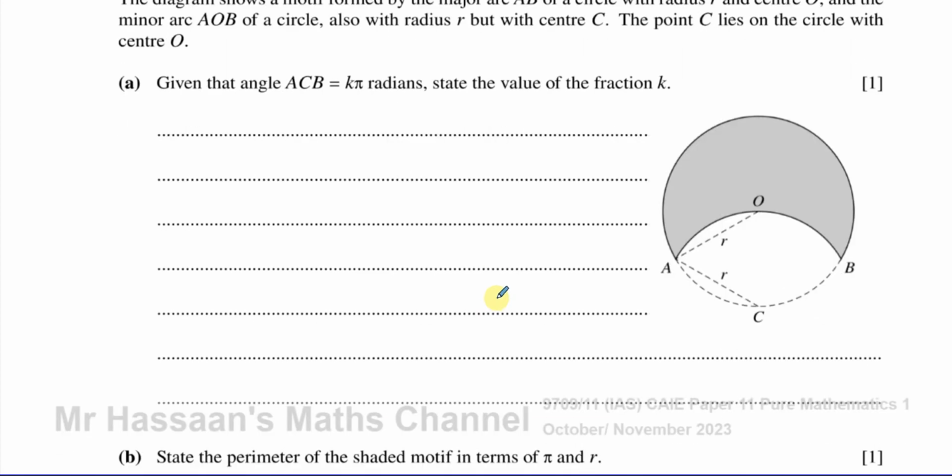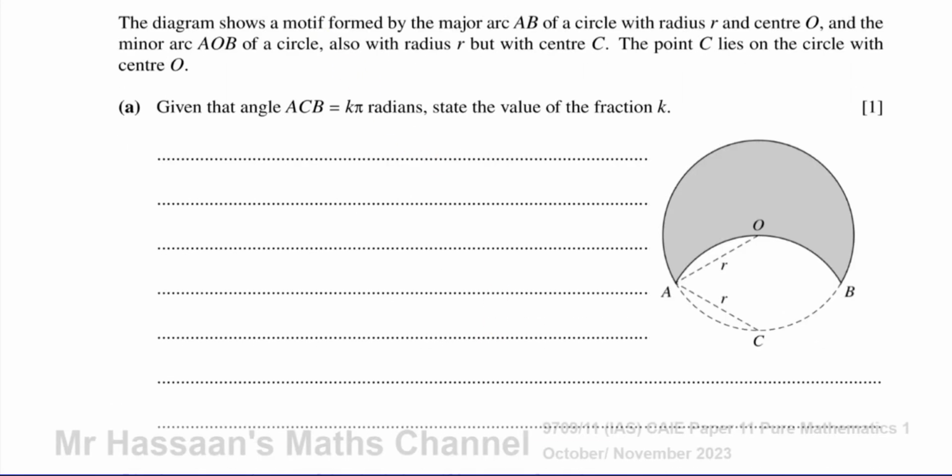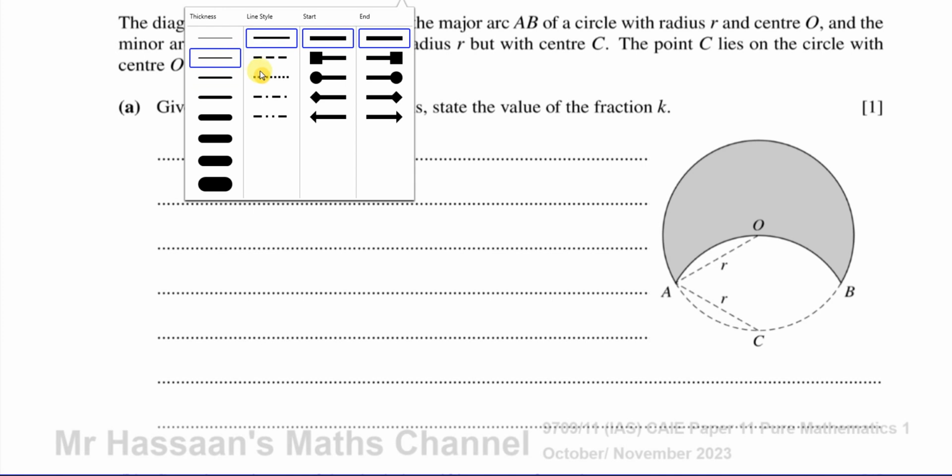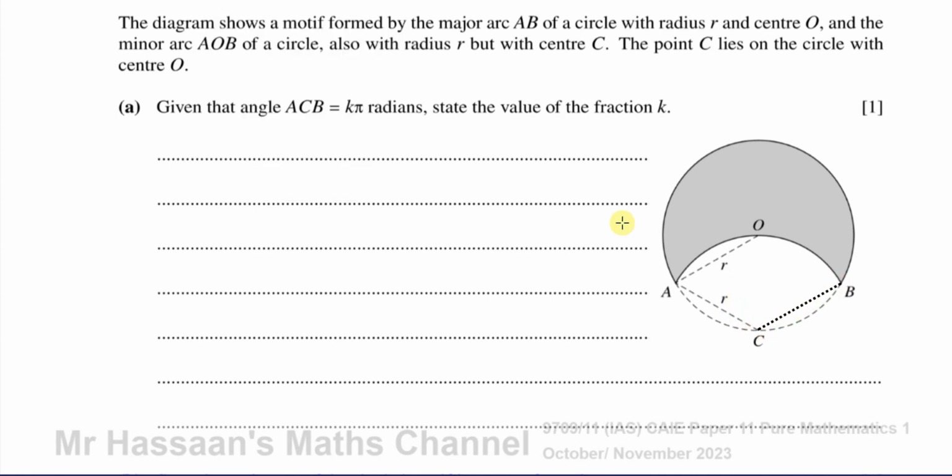Okay, so I've got the diagram here so we can see what's happening. We know that ACB, so let me draw the line here to make it clearer. If I draw this line over there, we've got to find out what this angle is in terms of pi, right? Angle ACB, in radians. So we need to find what this angle over here is.